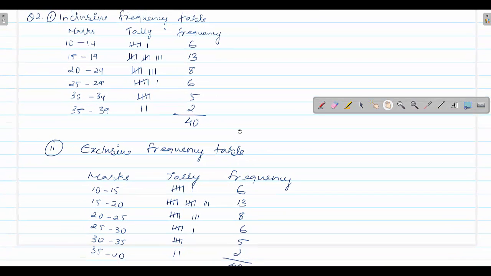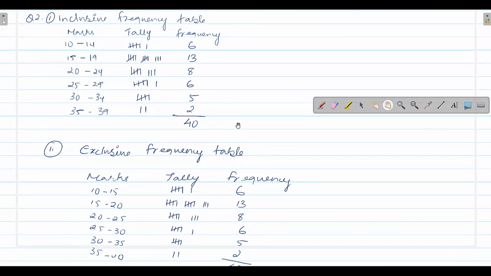Now again in question number 2, first one, you are asked to construct a frequency table of inclusive and exclusive series with an interval of 5. So we are asked to calculate inclusive as well as exclusive with an interval of 5. That means the difference should be 5. So for that, we have to check the given data for the lowest and the highest value. The lowest value that I see is 10, and the highest value that I see here is 38.